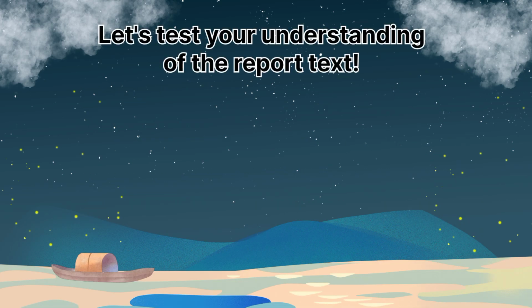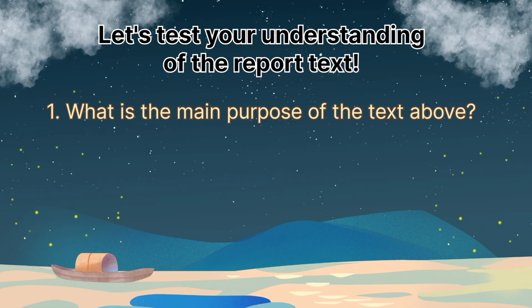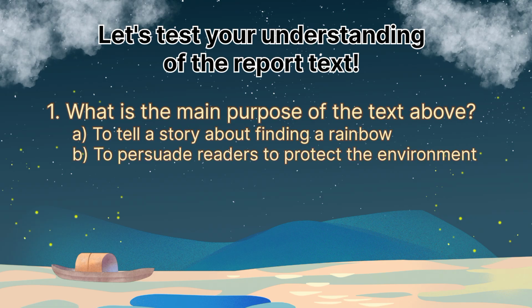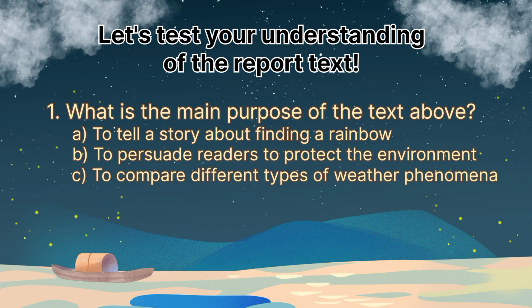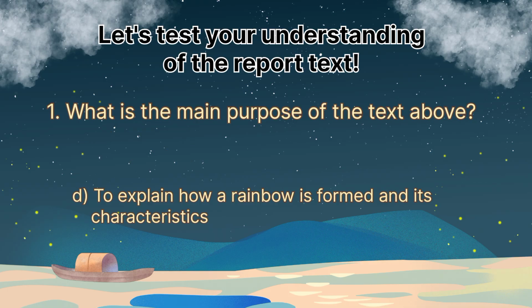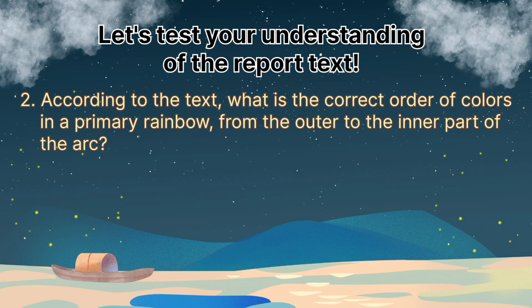Let's test your understanding of the report text. 1. What is the main purpose of the text above? A. To tell a story about finding a rainbow. B. To persuade readers to protect the environment. C. To compare different types of weather phenomena. D. To explain how a rainbow is formed and its characteristics. The answer is D.